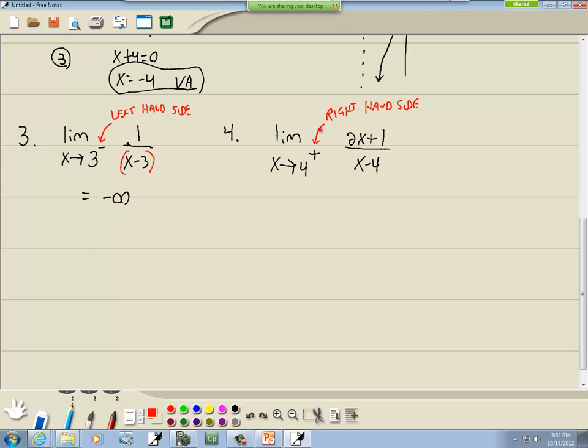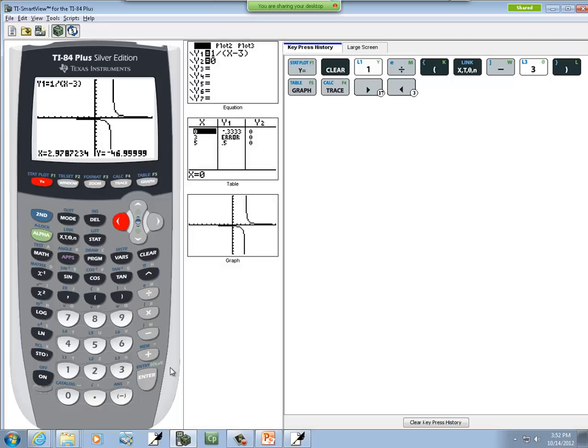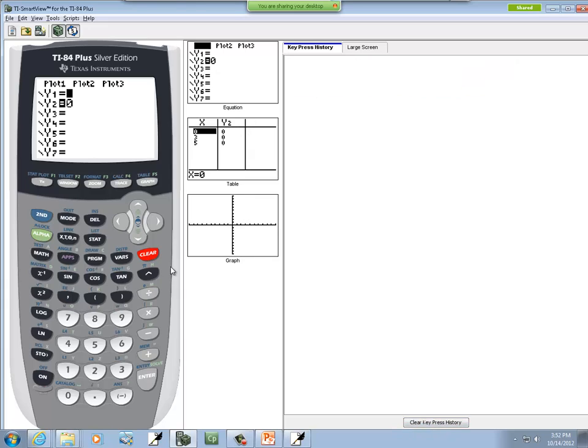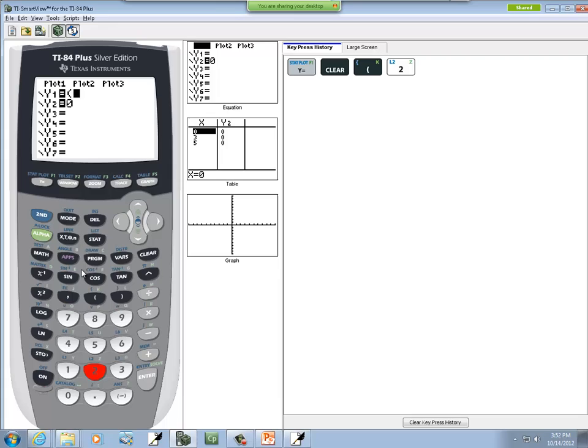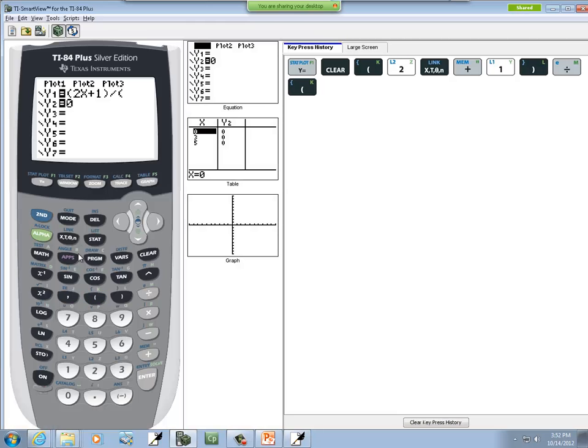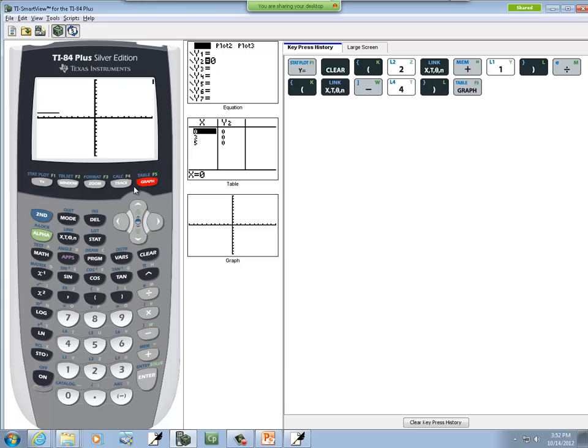Now the key is, if you have more than a single number or single variable, again, you have to put parentheses around it when you plug it in your calculator. So put parentheses around the top, parentheses around the bottom. And let's see what we get. Press y equals, clear. Actually, let me clear up my history there. Y equals, clear. Beginning parentheses on top, 2x plus 1. Closing parentheses divided by beginning parentheses x minus 4, closing parentheses, and then graph.